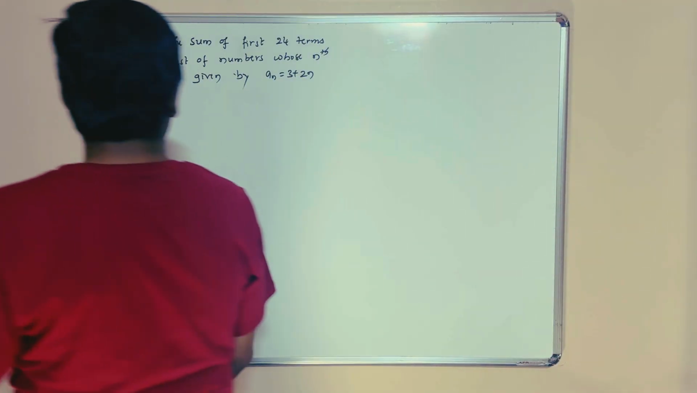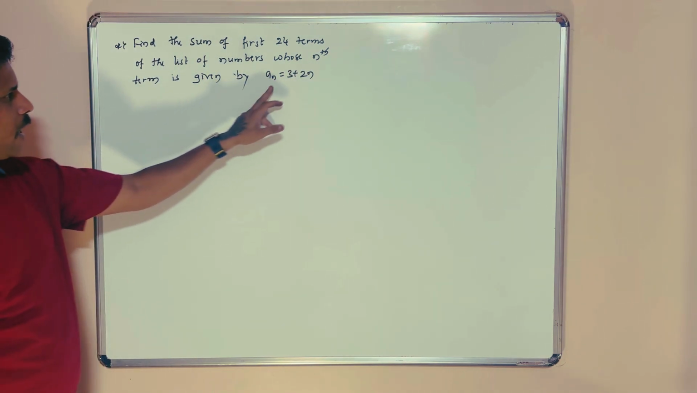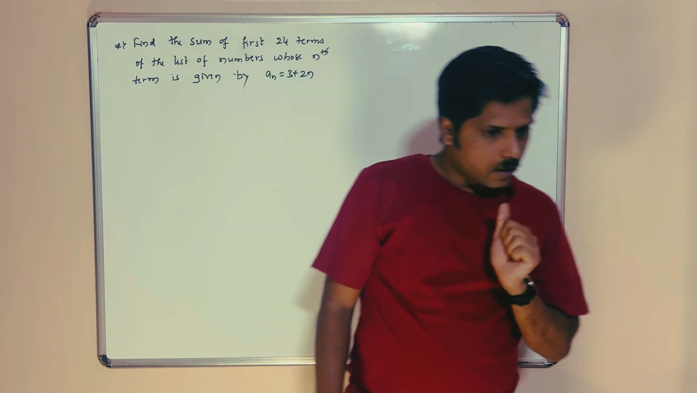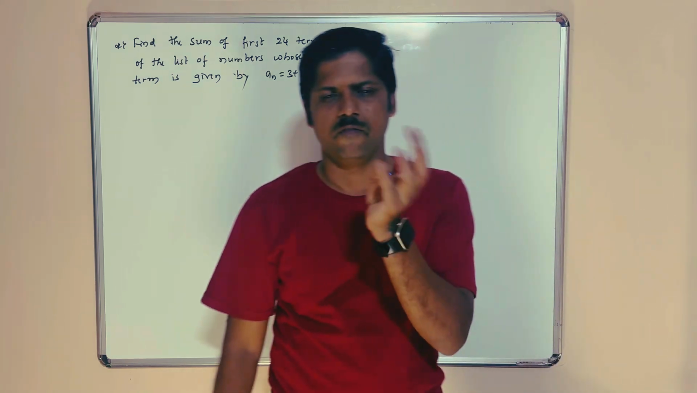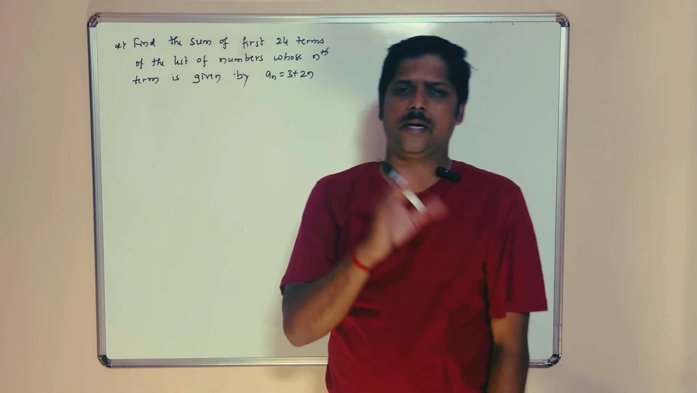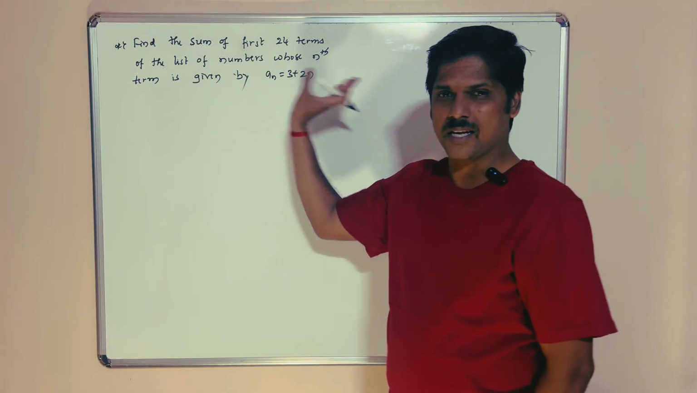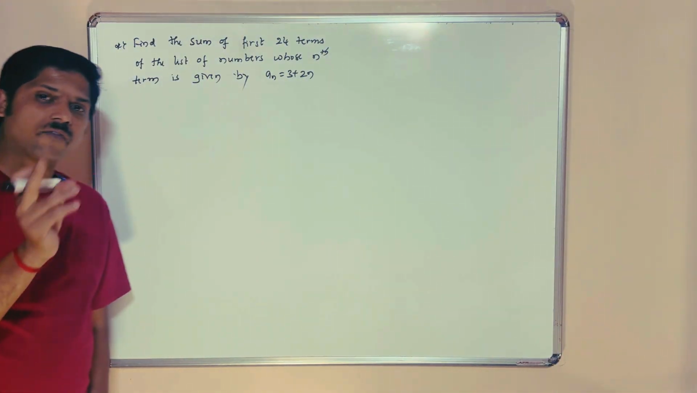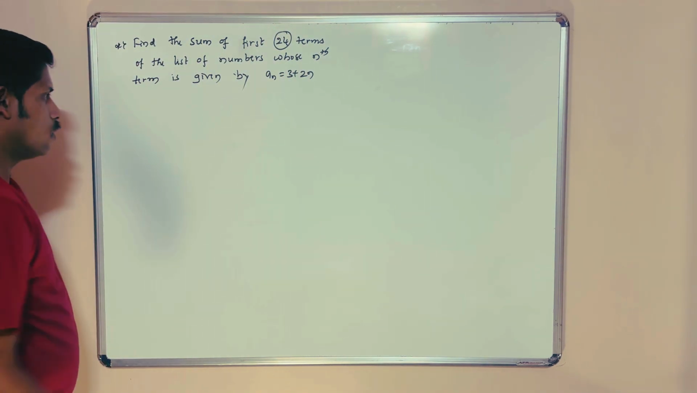The next example, find the sum of first 24 terms of the list of numbers whose nth term is given by an is equal to 3 plus 2n. In the previous two examples, they had given the AP. First term, common difference, easily we can find. By using those, we substitute in the Sn formula and get the n value or the sum of the nth term value. But here in this case, they have given the nth term of an AP. First we have to list the terms of the AP, after that we are going to find the sum of first 24 terms, right?